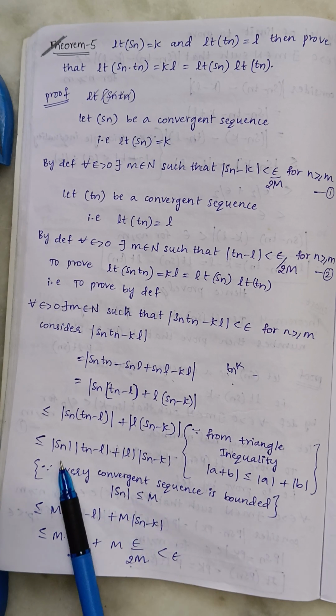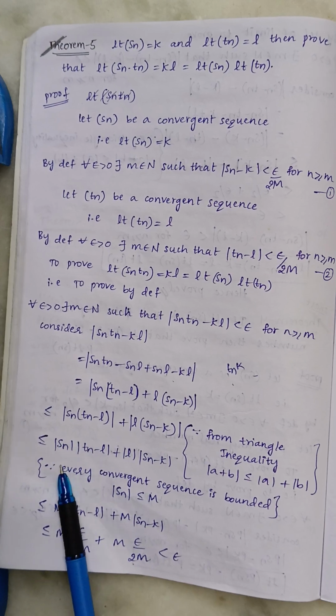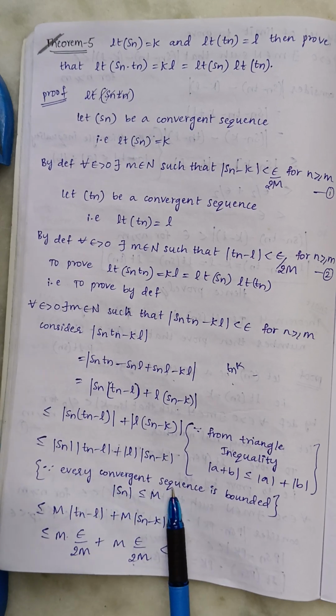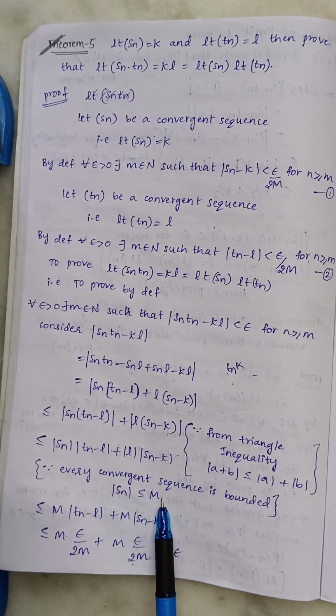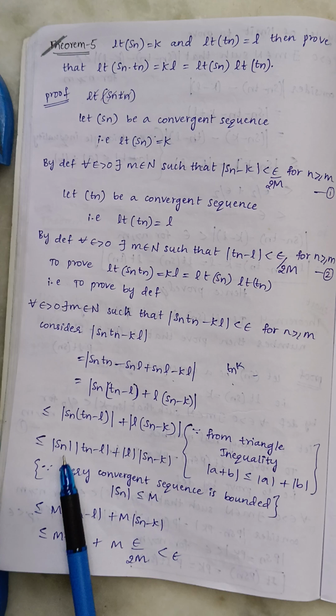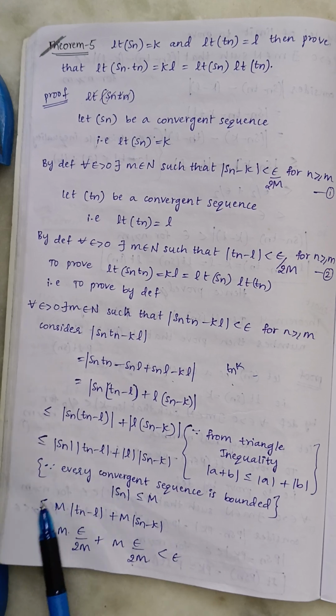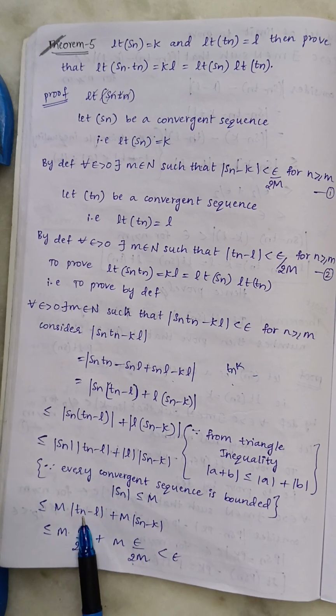Okay. Now this is a convergent sequence, of course, whose limit it is also. So every convergent sequence is what? Bounded. So according to the bounded definition, modulus of Sn is less than or equal to what? Capital M we can write. So here instead of Sn we can write less than or equal to m. Take this part as it is.